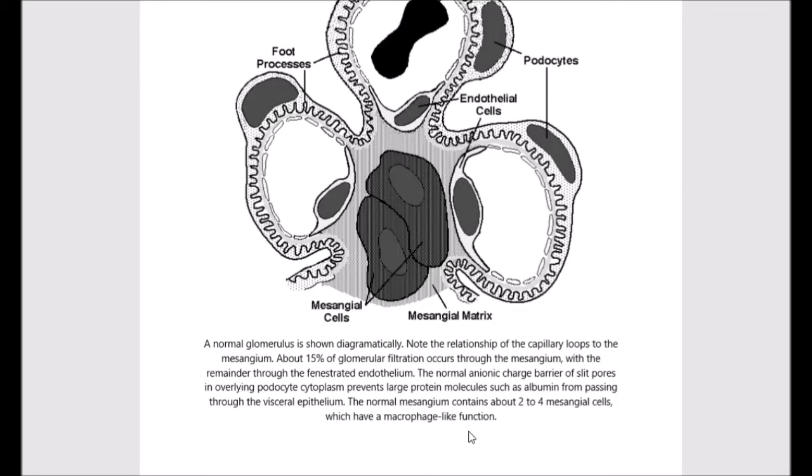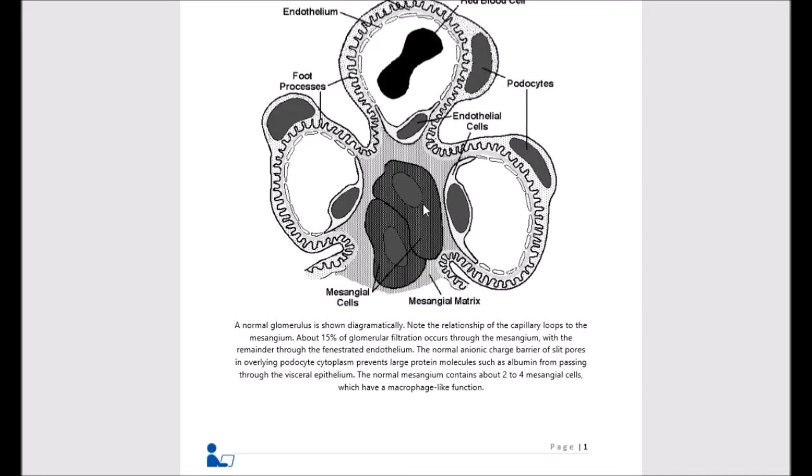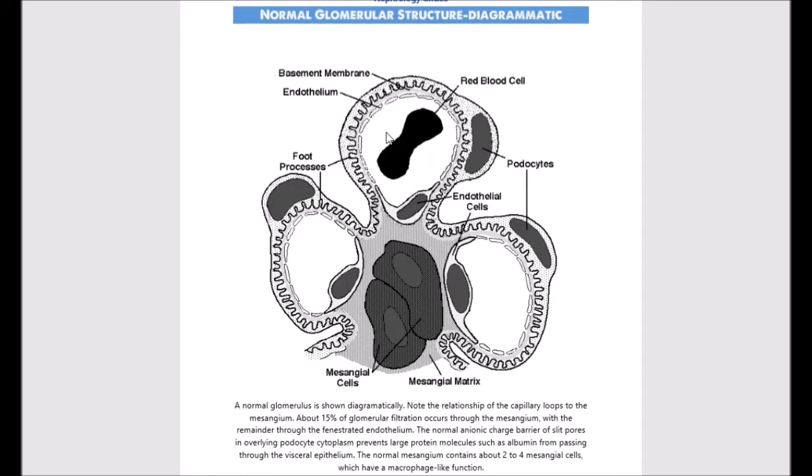The normal mesangium contains about 2 to 4 mesangial cells. So these are mesangial cells, which have macrophage-like function. So here's the summary, you see. This is the tuft of capillaries. This is the lumen, endothelium, basement membrane, and epithelium, with some foot processes, the podocytes. And among these three there is the mesangial matrix and mesangial cells, and these mesangial cells are the M for macrophage.